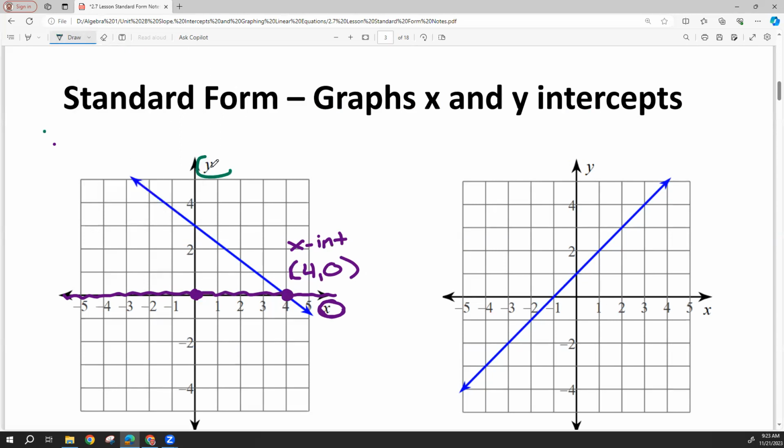For our y-intercept, it's where does it cross the y-axis? It's always going to have an x value of 0 because we don't have to go left or right to get up here to this point. But we do have to go up 3, which means our y-intercept is 0, 3.